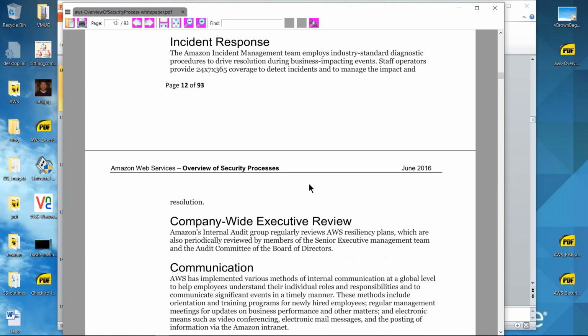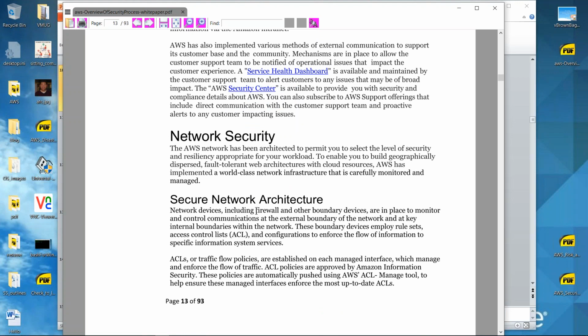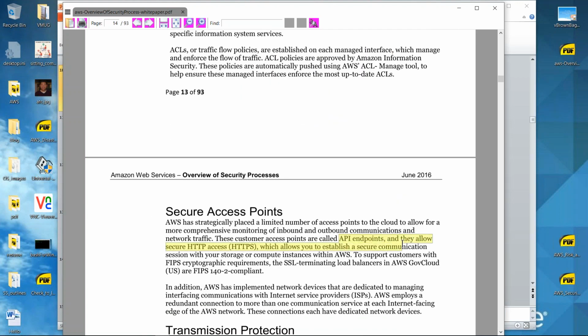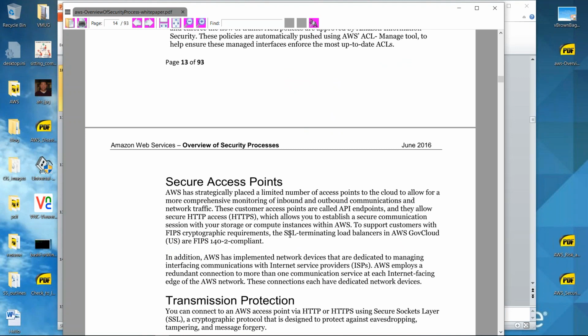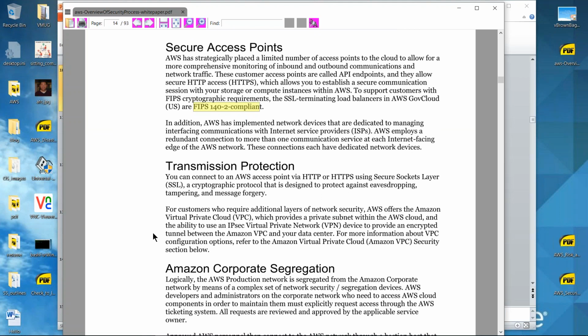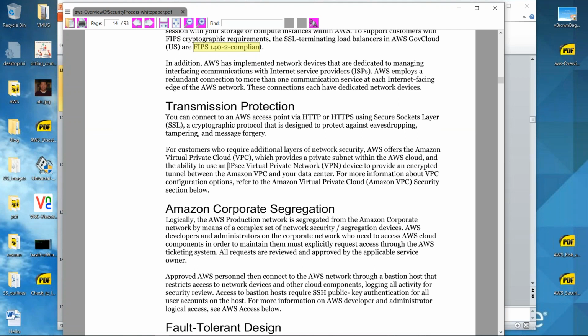Going on, we will talk about network security. AWS has firewalls and other boundary devices. This is for the infrastructure security, to protect the infrastructure. And then for all API endpoints, we need to know that they allow HTTP and HTTPS. And when you access, the SSL termination of a load balancer is also FIPS compliant. Another thing is that AWS also has IPsec VPN if it is necessary to connect.